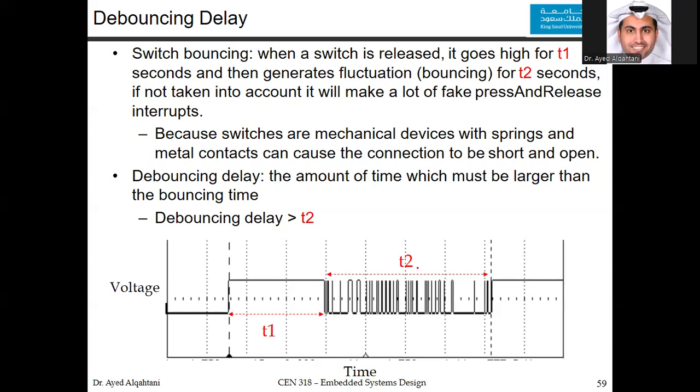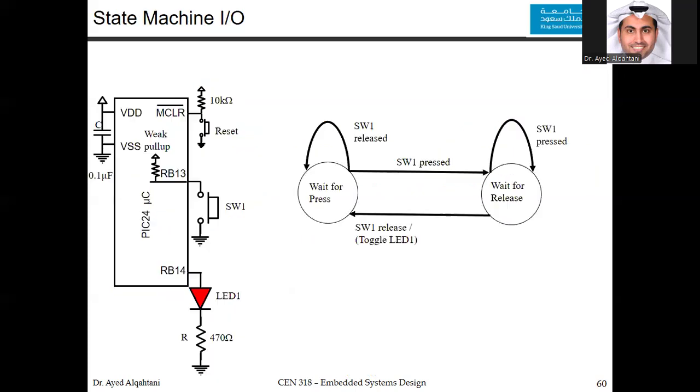And after that, there is no bouncing anymore. And this is why it's called a debouncing delay. It's the amount of time which must be larger than the bouncing time. So the debouncing delay should be more than T2. It should be more than this period of time. There are other methods. One of them is to have a capacitance that can absorb all of this bouncing, but we use the delay. And that's what we had before.